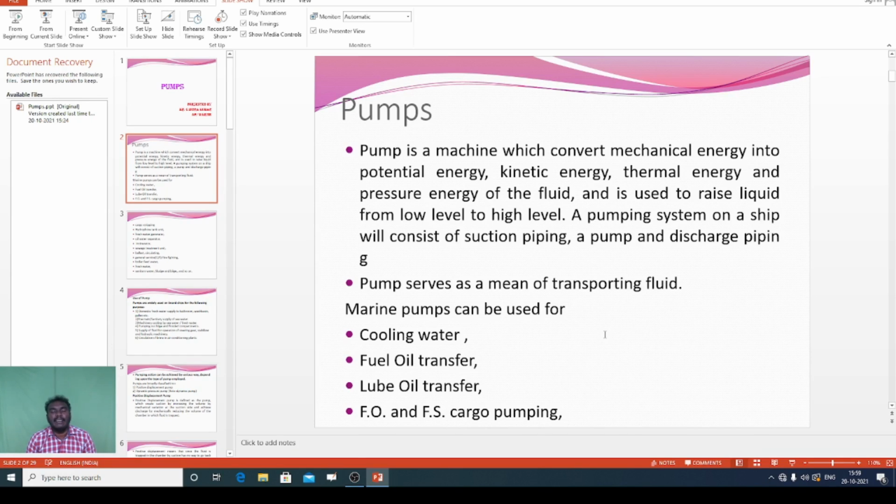Then fuel oil transfer. We have to transfer the fuel oil from the tank to the engine. During the transfer of the oil, we may use many pumps. Similar to the fuel oil transfer, we also have lube oil transfer, which means lubricating oil transfer; a pump is also used for this. Then the fourth point is fuel oil and cargo pumping, which is an almost important point.